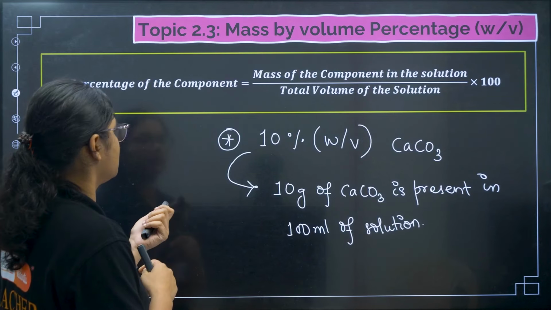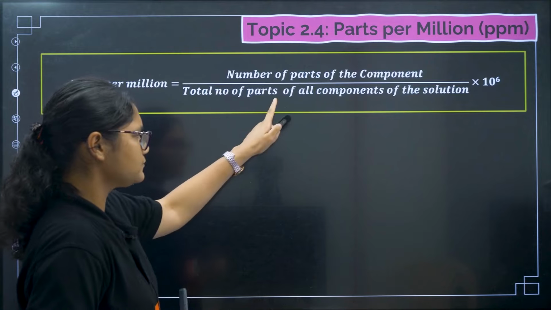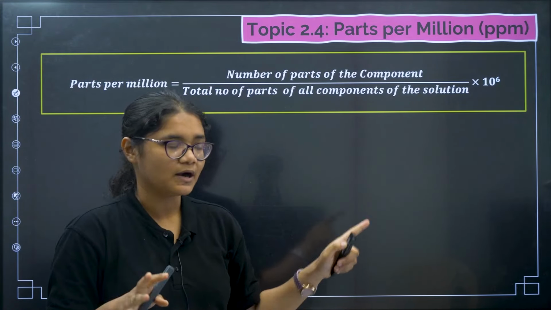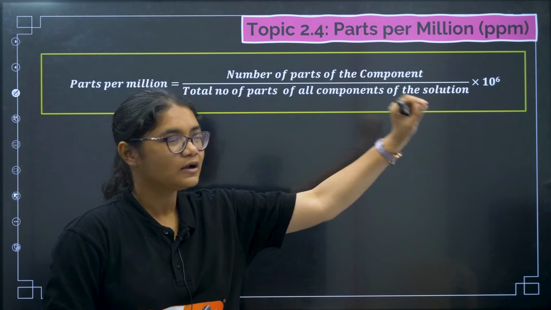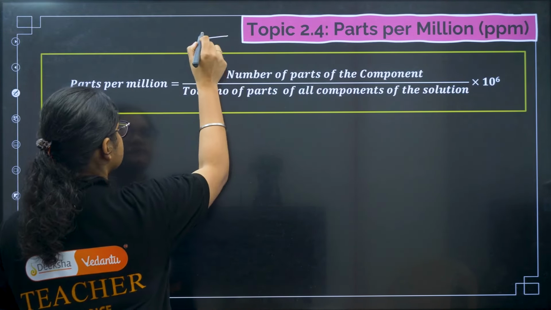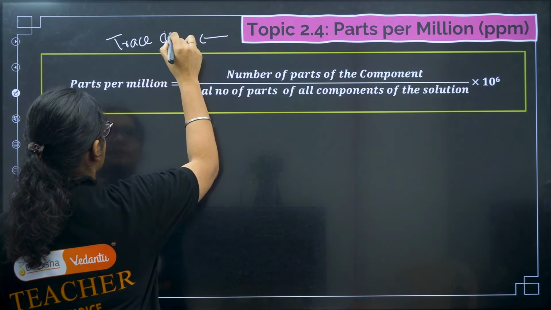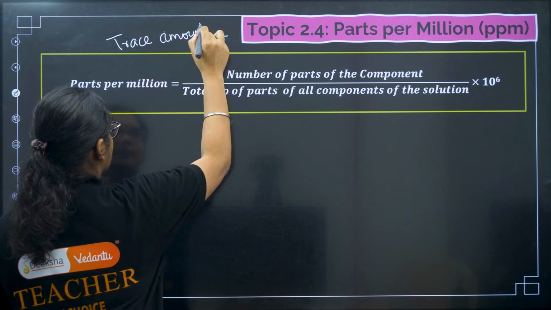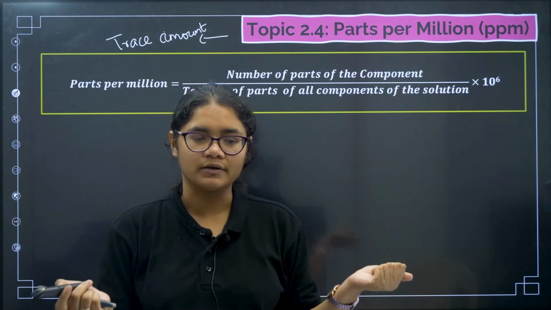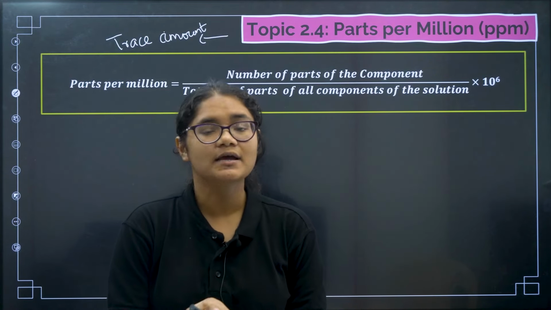Now coming to the next one here, parts per million. The parts per million formula is the number of parts for that particular component divided by the total number of parts, into 10 to the power of 6. Now what is the use of this parts per million? It is used when we want to represent a trace or very small concentration, like the salt in sea water, or some very small concentrations. Then we need to use parts per million.